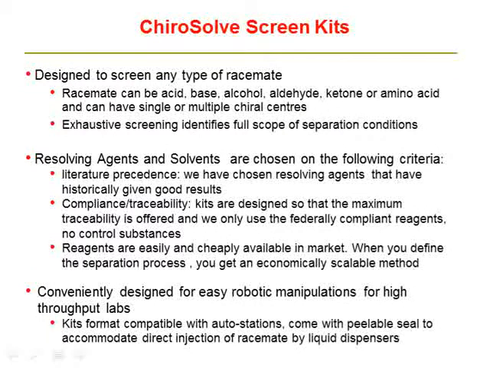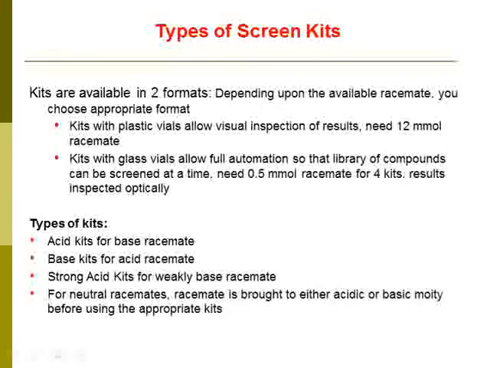Kits are conveniently designed for easy robotic manipulations for high throughput screening. Kits are AutoStation compatible and come with peelable seals to accommodate direct injection of racemate by liquid dispensers. Types of screening kits. They come in 2 formats. Depending on the amount of racemate available, you can choose which one to use.